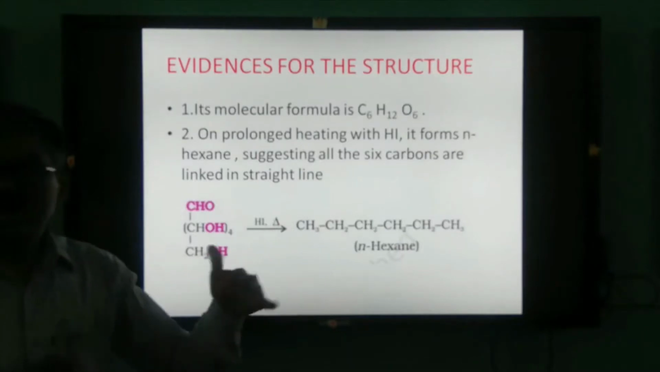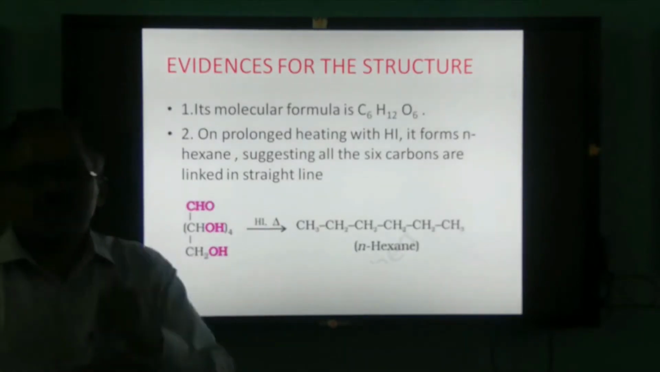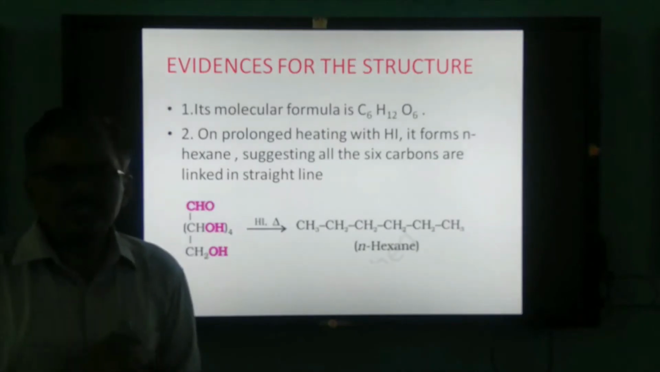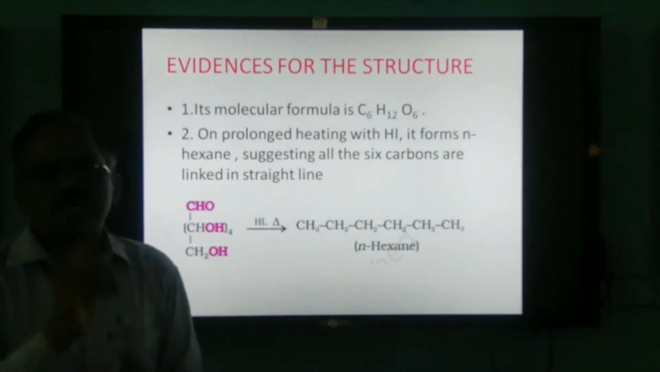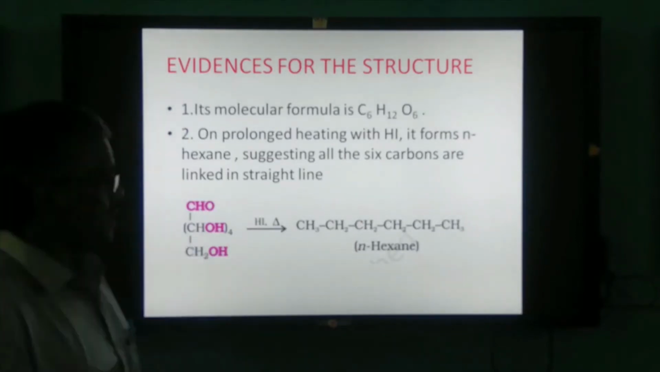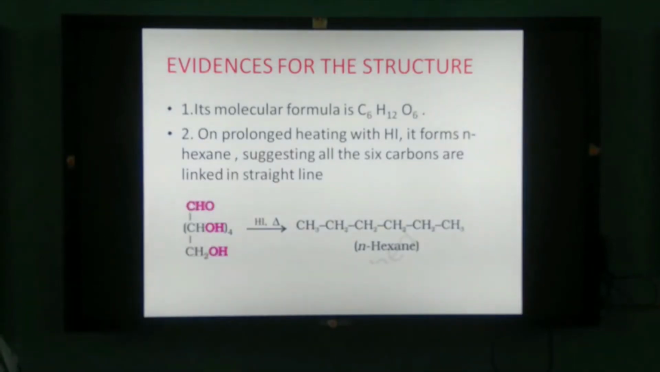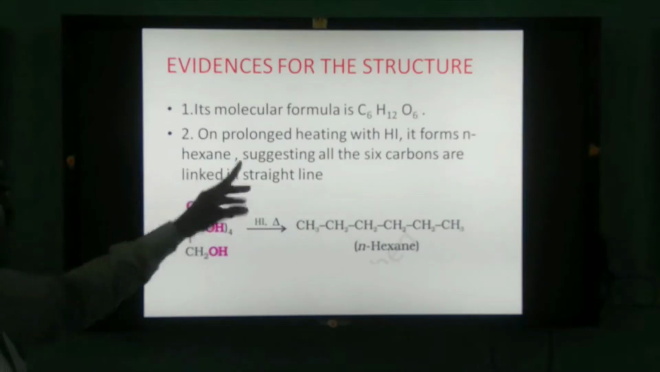That means, how can you know that there are 6 carbons? How can you know that there are 5 hydroxy functional groups and 1 aldehyde group? So there are some evidences. We can go through some reactions, chemical properties. Its molecular formula is C6H12O6. So the first reaction is on prolonged heating with HI.